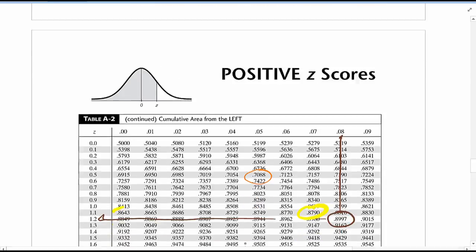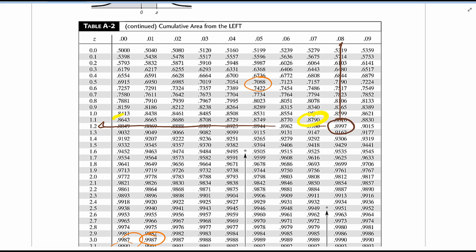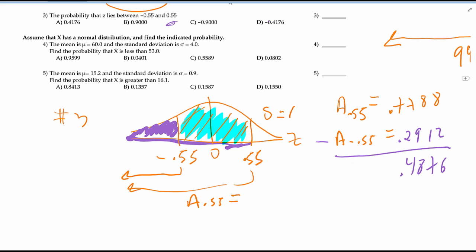So I read the values wrong. 0.55, that's 0.7088. I am so sorry. This number right here, I wrote it wrong. It is 0.7088. So making errors is okay, because then we have to check. Let's assume that I got this one right.